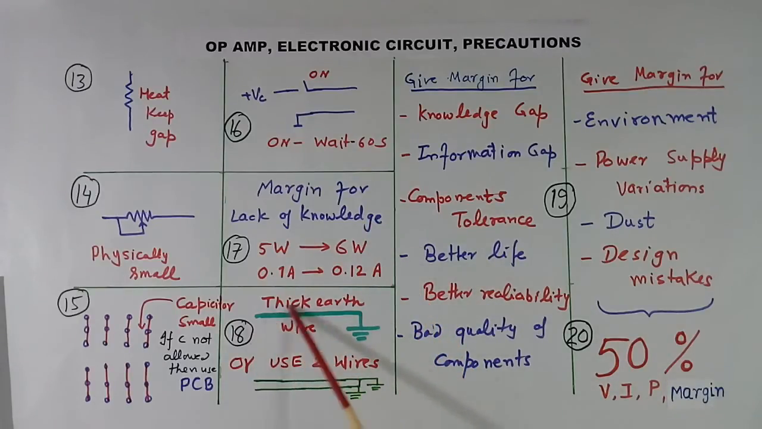Then for the earth wire, we should use a thick earth wire. If you don't have a thick wire, you can use 2 or 3 thin wires. That also will do. You might have seen when you buy some electronic modules, say a transistor radio or something, and open it, you will see that in all the empty area they put some copper layer. That is nothing but a thick earth. This helps to reduce the noise pickup.